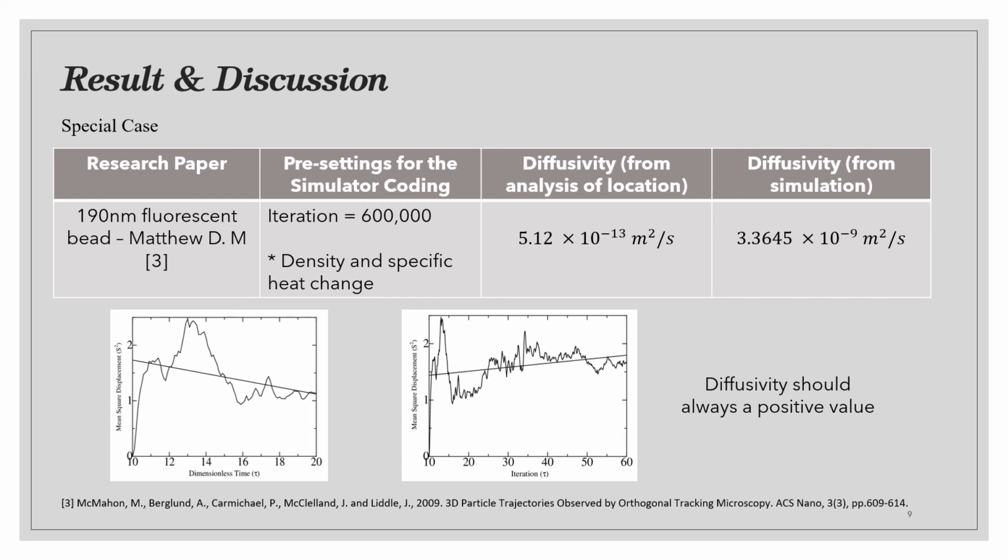The diffusivity from the analysis is 5.12 × 10 to the power of negative 13 meters squared per second. Meanwhile, the simulation result shows a diffusivity of 3.3645 × 10 to the negative 9 meters squared per second.